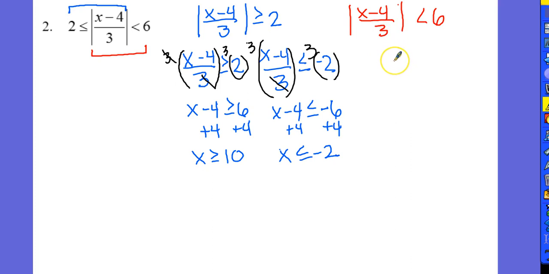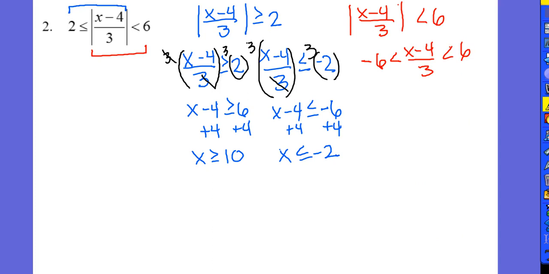On the second time, I'm going to ask you if this is possible. Can I have an absolute value be less than 6? Yeah. And since it's a less than, I can write it as a compound, right? So negative 6 less than x minus 4 over 3 less than positive 6.